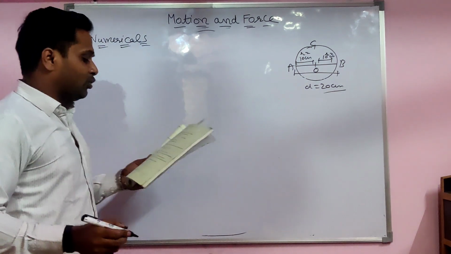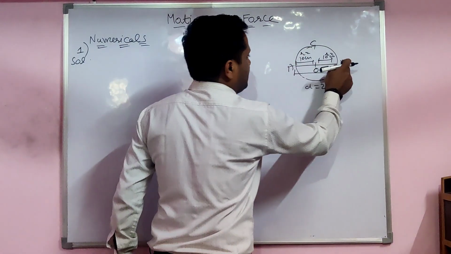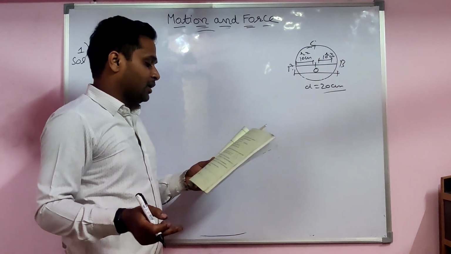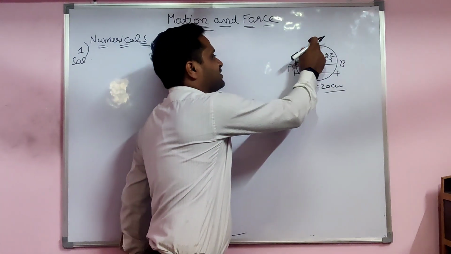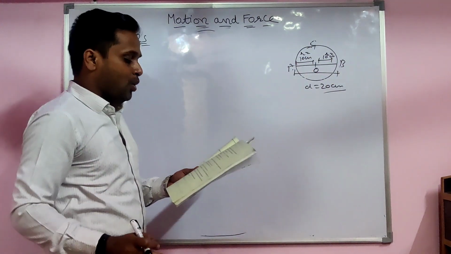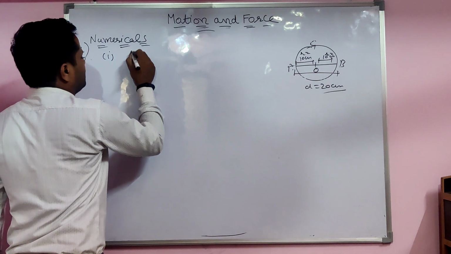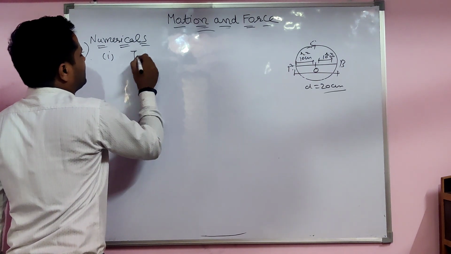A particle moves from A to B directly, and also along the path A, C, B. What is the distance travelled? First one is the distance travelled, the total distance travelled.